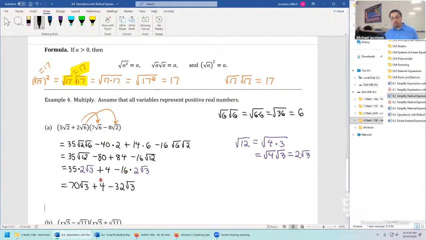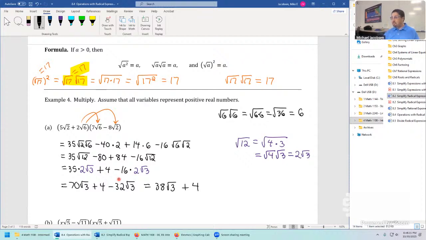But then this becomes a problem like example 1, part A at the very start of the notes. We have like roots out of nowhere. This is square root 3, a square root 3. So if you have 70 copies of root 3 minus 32 copies of root 3, you're left with, let's see, 38 copies of square root of 3. Just taking 70 minus the 32, then it's a plus 4.